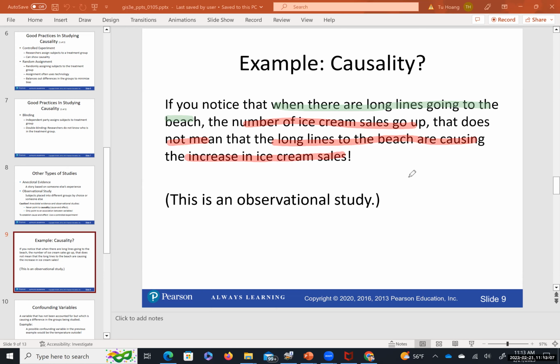So this is an observation study because the number of ice cream sales just go up, but we don't increase in ice cream sales. Okay, so basically you just not give them any treatment, any effect. So that's the reason why there is an observation study. Okay.